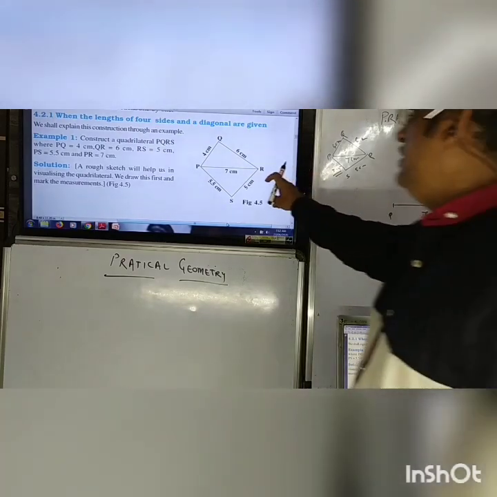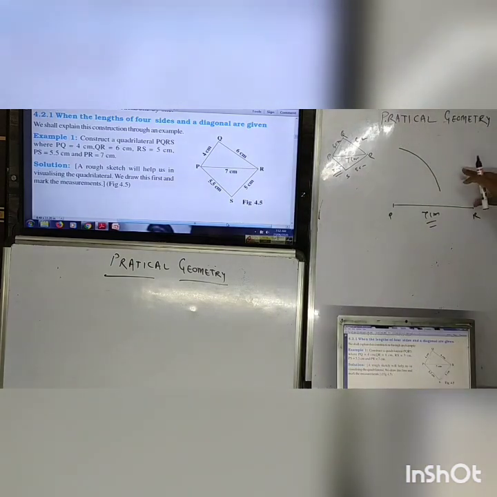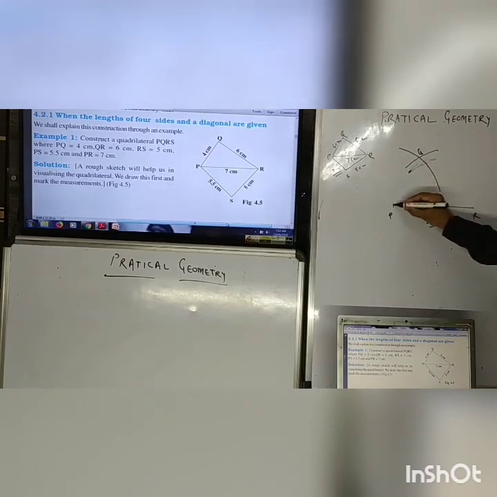Now QR is 6 cm. Put the metallic end of the rounder at R, take 6 cm radius and draw another arc intersecting the first arc at point Q. This Q point is 4 cm from P and 6 cm from R.